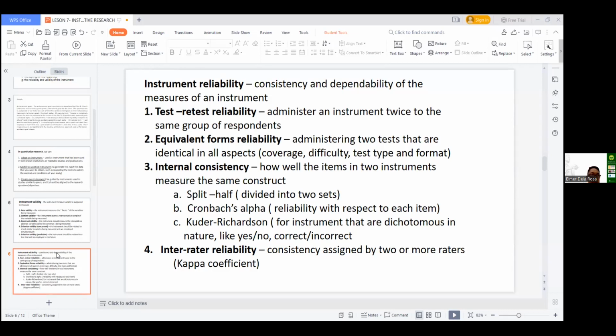So there are different ways of determining the consistency of the instrument. Yung tinatawag nating pinaka-common is the test retest.